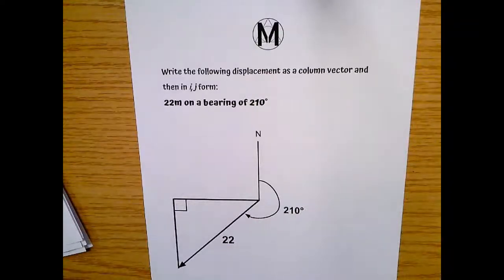All right, let's do some Mathity-Math. It says write the following displacement as a column vector and then in ij form.